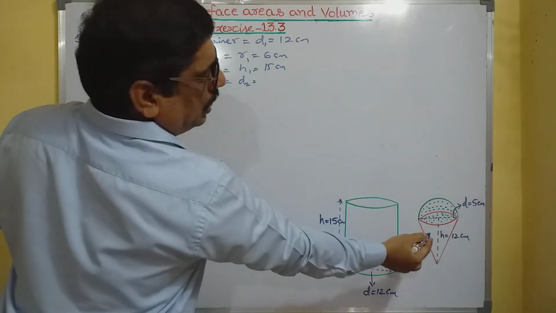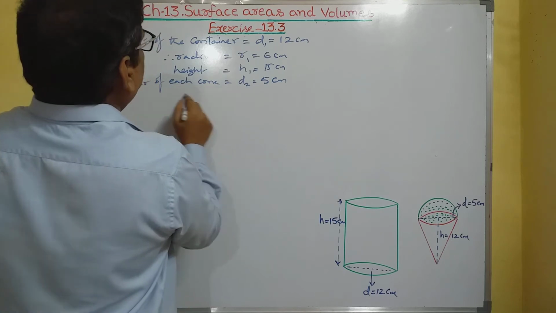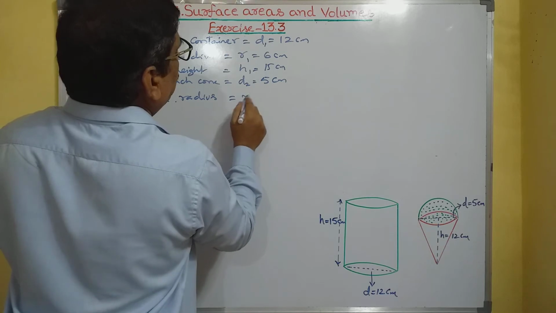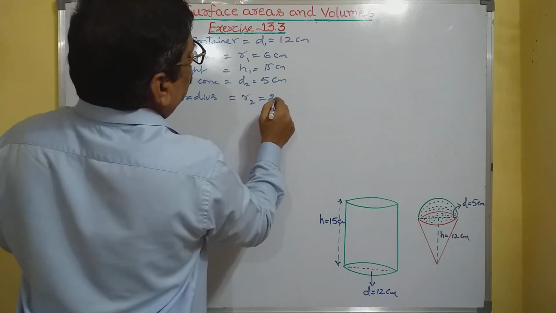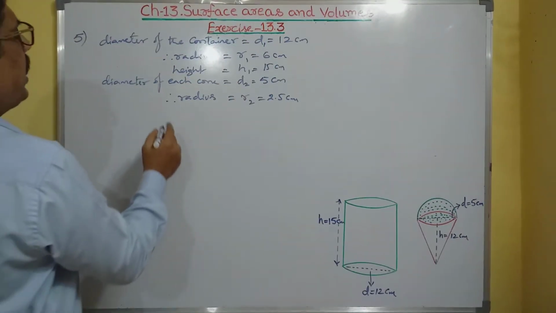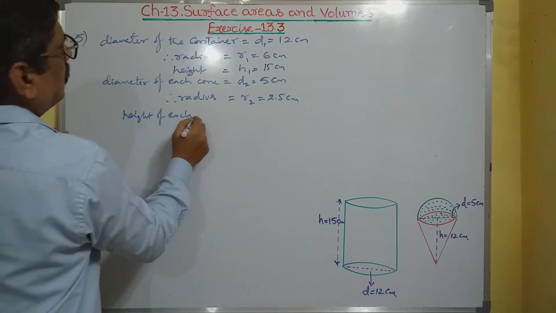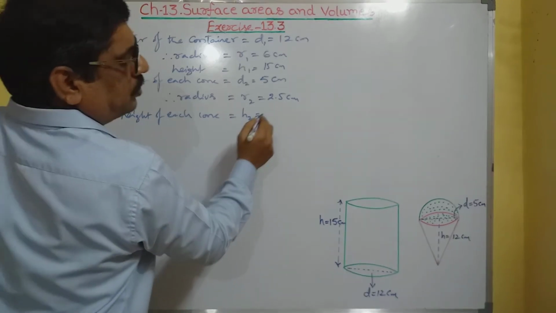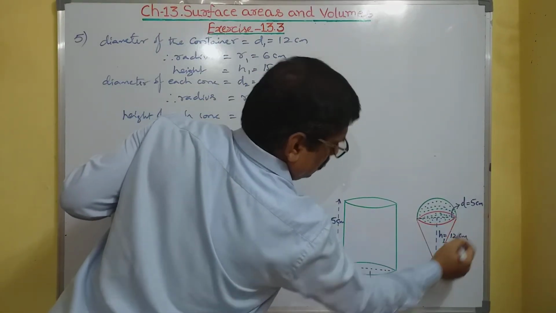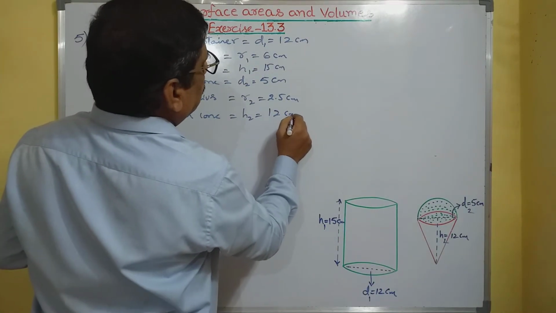D2. Let us take it as 5. It is given as 5 centimeters. Therefore, what is the radius? 5 by 2. That is R2, radius second one. So that is R2 2.5 centimeters. And what is the height of the cone? Here, this is H1, this is H2, this is D1, this is D2. H2 is equal to 12 centimeters.